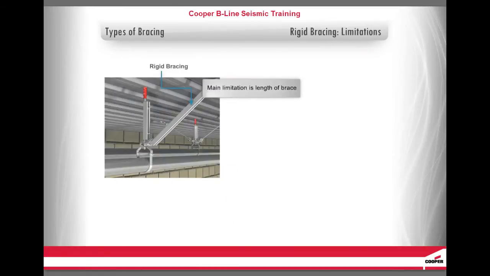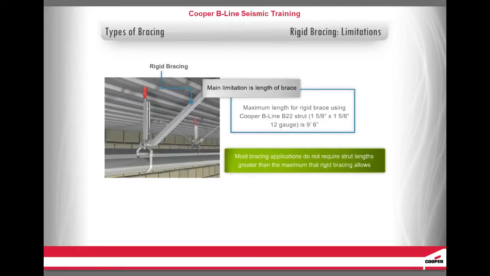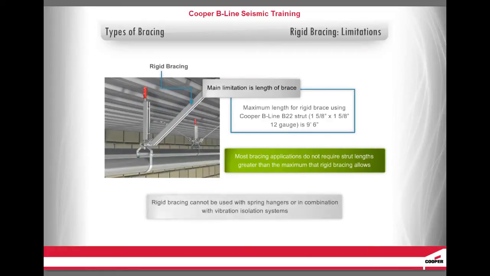The main limitation of rigid bracing is the length of the brace. The maximum length for a rigid brace using Cooper B-Line B22 strut is 9 feet 6 inches. A brace length of 9 foot 6 inches will cover 95% of bracing applications. Rigid bracing cannot be used in combination with vibration isolation systems. Vibration isolation is only required in a few instances in specific areas where equipment is supported.